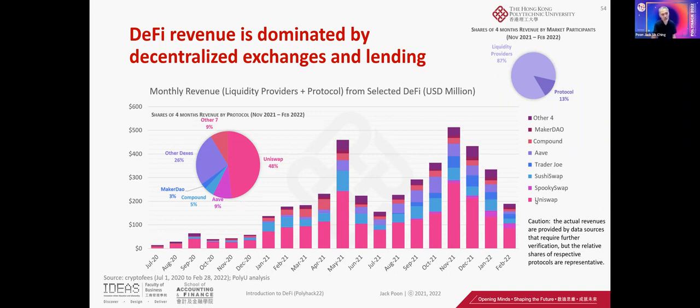So DeFi generates, in estimations ranging from 100 plus to 500 million, revenue per month, okay? It depends on the protocol that you are looking at. And by far, the majority of the revenue comes from decentralized exchanges. And that is one of the areas a lot of regulators are getting very concerned with, as to what type of activity is going on.